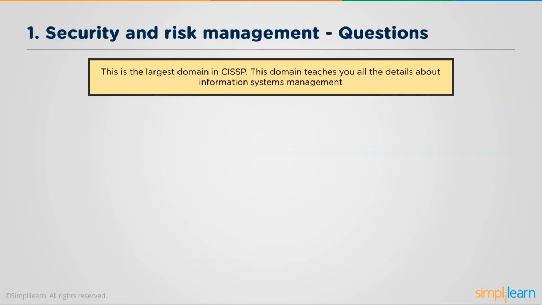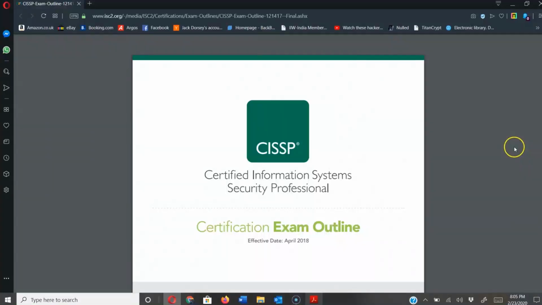This domain teaches you all about information systems management, and this talks about risks and everything. So what we are going to do is just go to the official document from ISC Square where these domains and their topics are given. That's the exam outline from ISC Square towards CISSP.